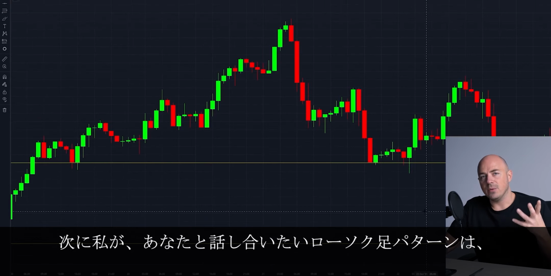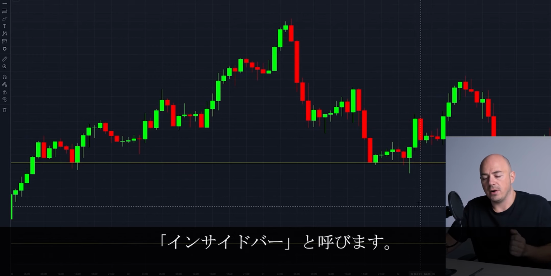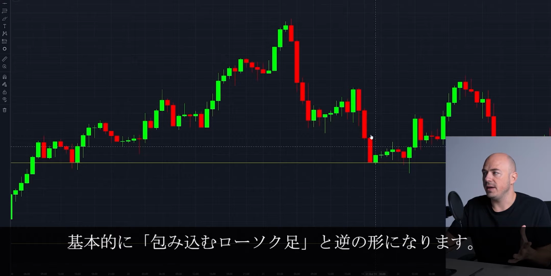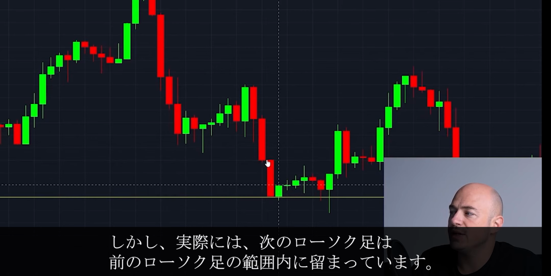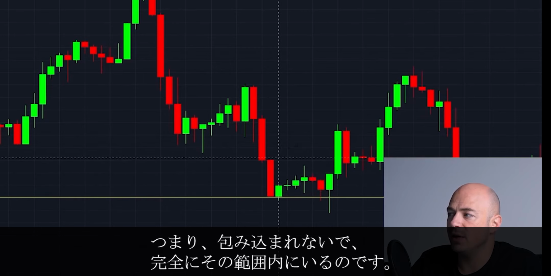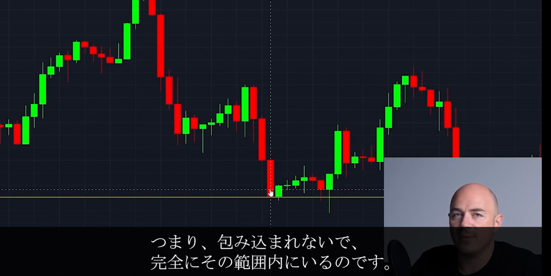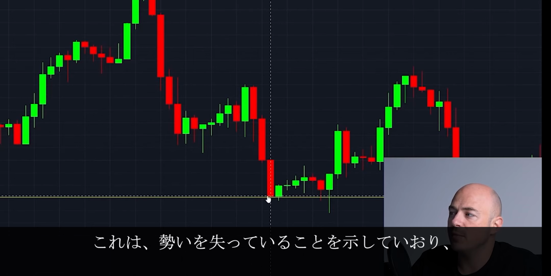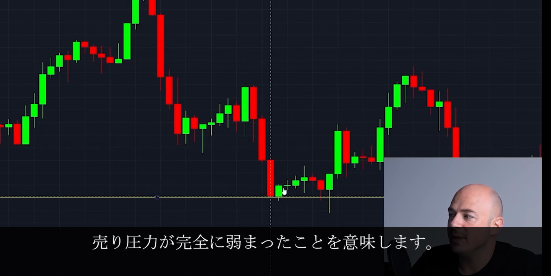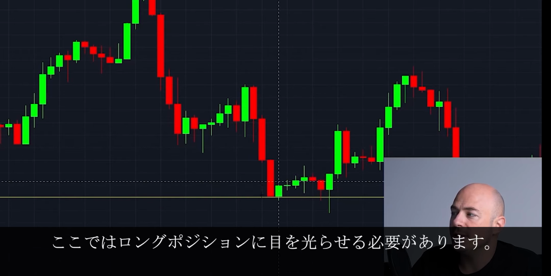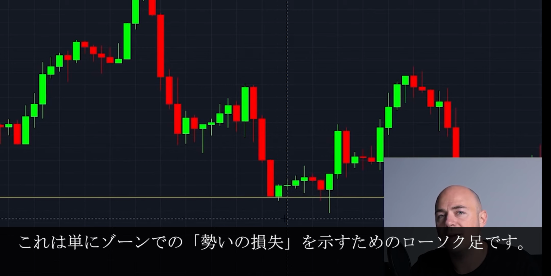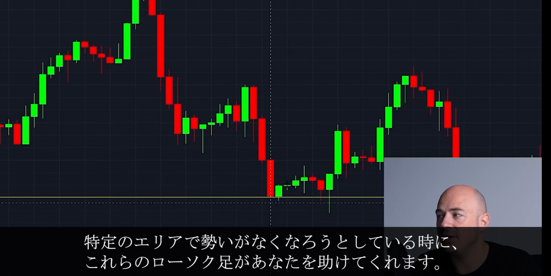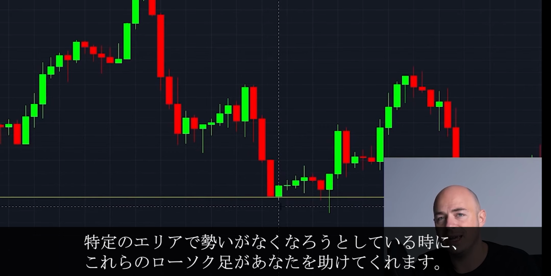The next candlestick pattern that I want to discuss with you guys is called the inside bar. It's basically the opposite of the engulfing candle. So as the price comes down to a key support level, but that candle actually stays within the range of that one, so it does not engulf it, it completely lives within that range. That shows a loss of momentum, meaning the selling pressure has completely diminished, letting you know you should keep an eye out for a long position here. But this is not an entry candle, this is just a candle to signify a loss of momentum at that zone. So these candles are going to help you know when the momentum is dying at a certain area.